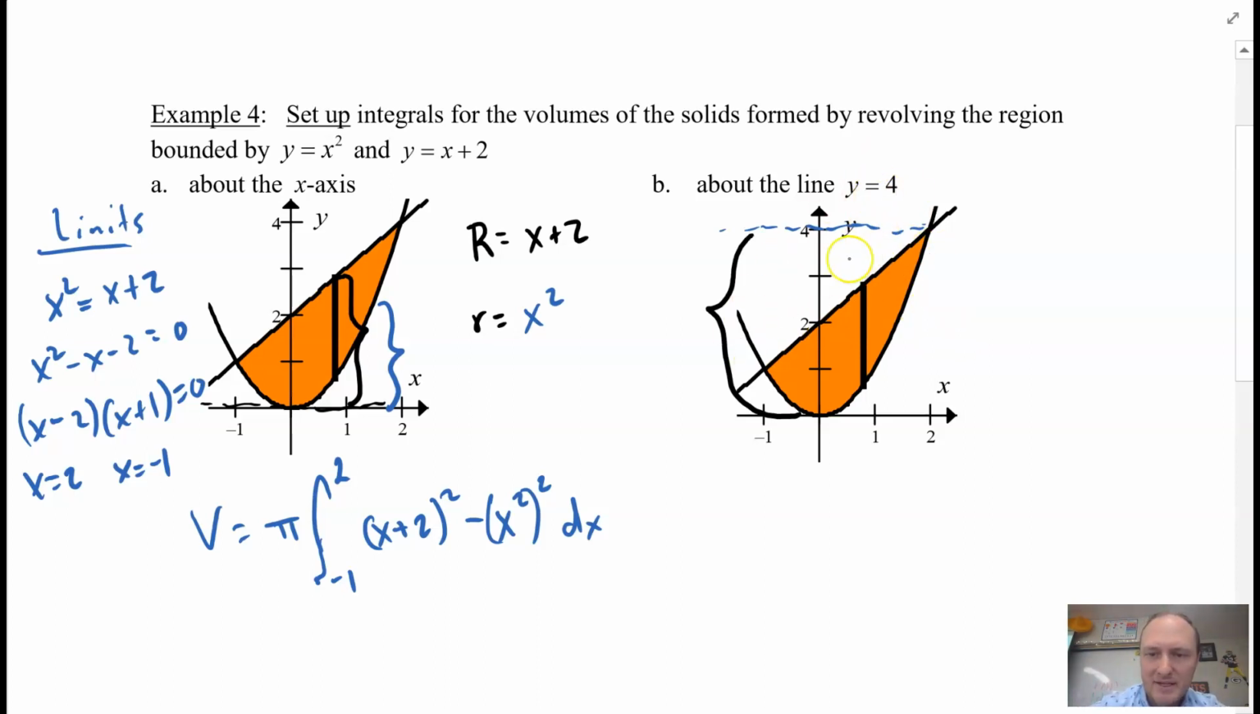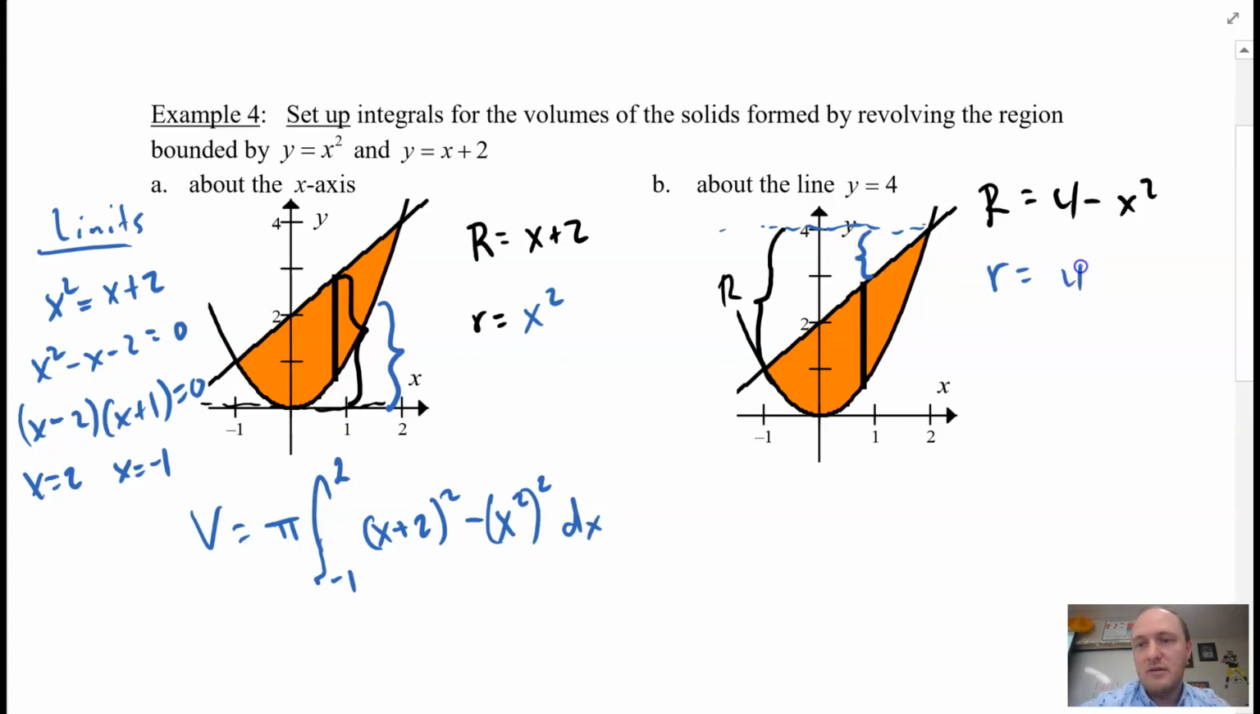4 minus x squared. So big R is equal to 4 minus x squared, right? It depends upon where you are. If I was measuring from here to here, this is big R, from 4 all the way to here. Now what is little r? Well, my little r is this distance from 4 to this function. So again, 4 minus whatever this function is, and that line is x plus 2. Notice I put the x plus 2 in parentheses because after I clean this up, we end up getting 2 minus x. So that's little r.